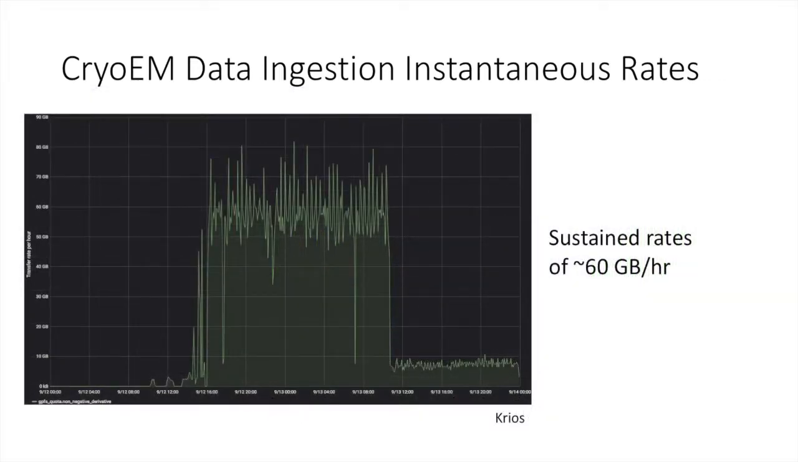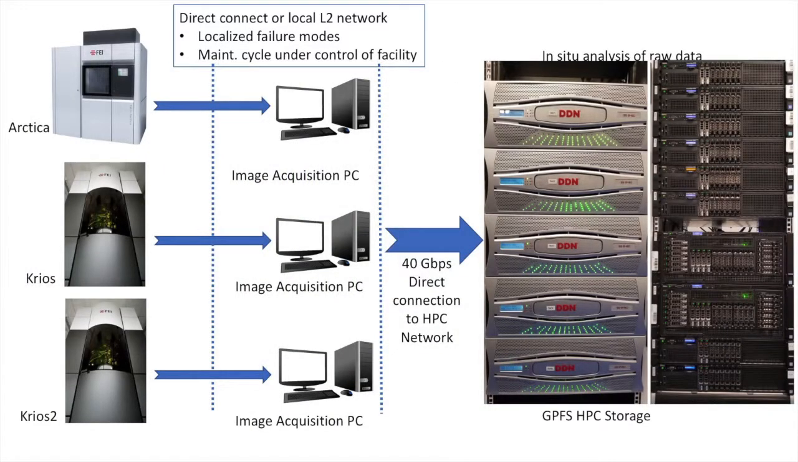Our Cryos with beam tilt is pushing out 60 gigs an hour, and we're running that for longer periods of time. So this is the kind of data that you need to do your capacity planning and so on. This is just a schematic of what the data flows look like. We do have these image acquisition PCs locally. I'm a big fan of that.